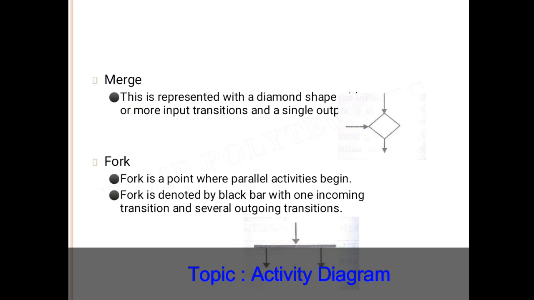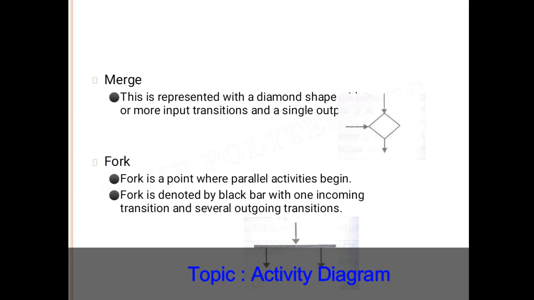Then next, fork. Fork is the point where parallel activities begin. It means that whenever two activities work at a time, those are our parallel activities. Once again, what is parallel activity? Whenever more than one activity works at a time, it is known as parallel activity. So whenever this type of activity is denoted, we have to use a fork symbol.